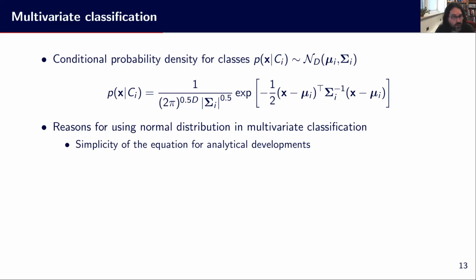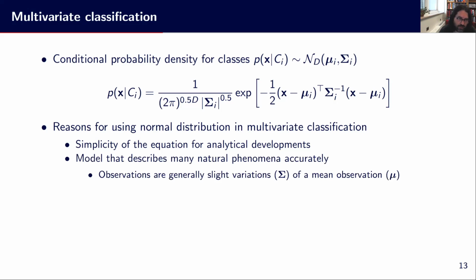There are some reasons for using the normal distribution in multivariate classification. The first one is that this equation still simplifies a lot of developments. When we are making analytical developments over this equation, the fact of having an exponential, and that we are often looking to manipulate the log likelihood, simplifies things quite well, and it's kind of manageable in terms of mathematical developments. It's also a relatively good model for describing many natural phenomena.